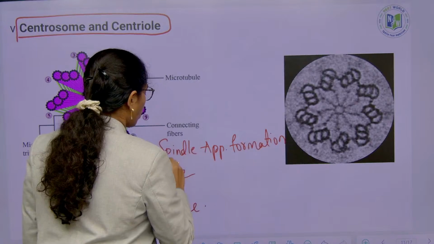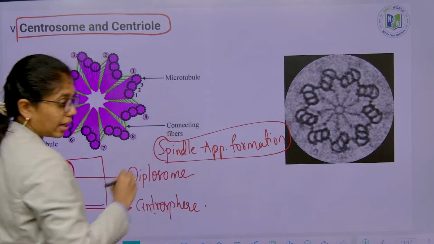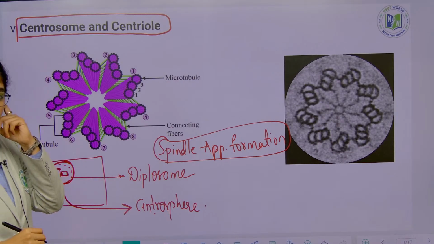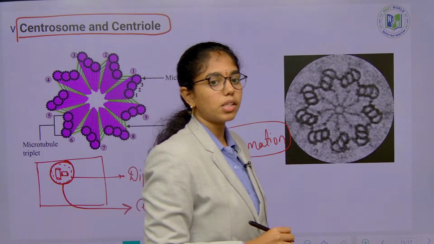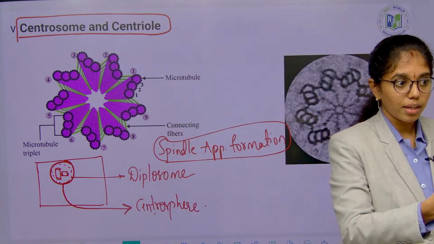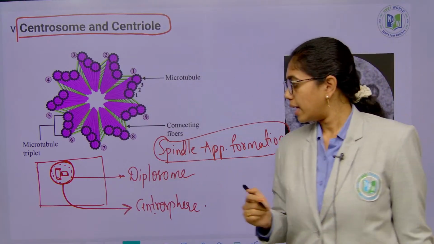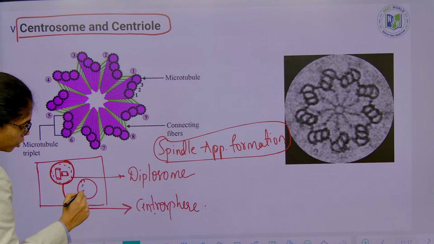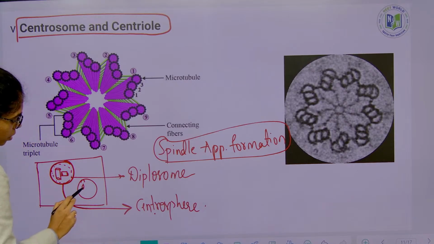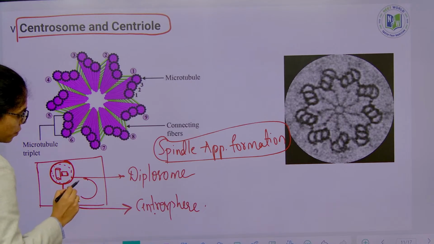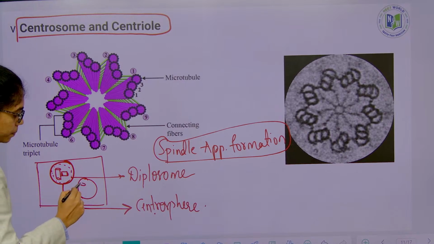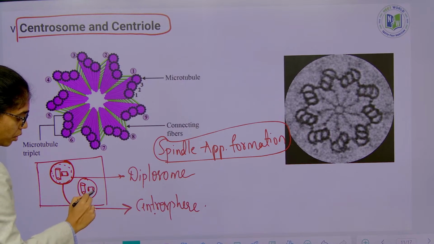To make it easier for your realistic view, what is the phase where centriole will duplicate? Centriole duplication happens in which phase? If you remember, very good, S phase. In S phase centriole duplication will happen. That means a single centrosome will duplicate into two. Do you remember, in S phase DNA duplication happens inside the nucleus, centriole duplication happens inside cytoplasm. Likewise, two centrioles are formed like this.